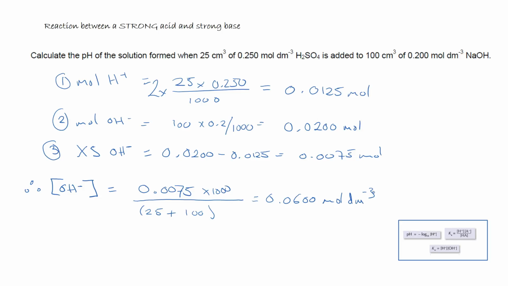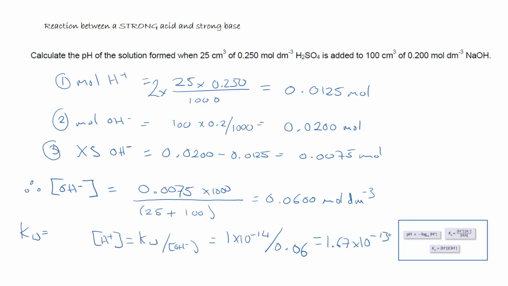Now, because we've got a strong base, we now have to use our Kw expression, which we've got over here, where Kw is equal to H plus times the OH minus, and we can rearrange that equation for H plus is equal to Kw divided by the concentration of OH minus. So our Kw this time we're going to assume is at room temperature. If you need to look at the Kw, you can follow the link to this video. Divided by 0.06, that gives us a concentration equal to 1.67 times 10 to the minus 13 for the concentration of the hydrogen ions.